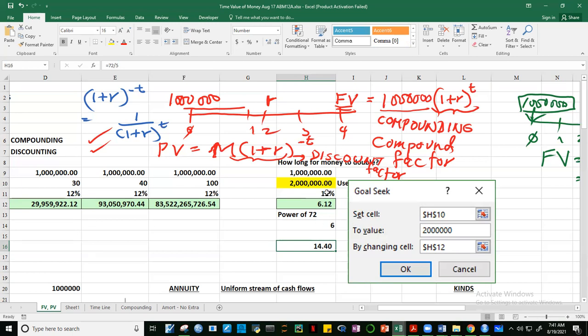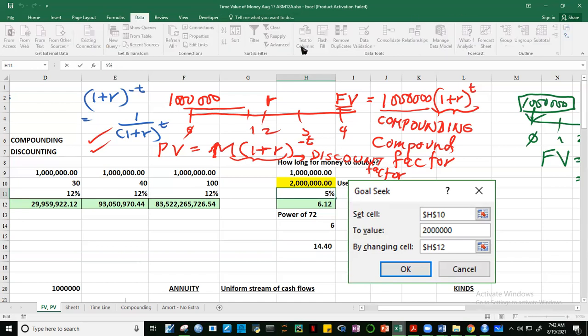I'll do it here. The 12%, let's make it 5%. So we want to know how long our money will double if the interest rate is 5%. So let's do this. I changed it to 5%. Then we go to Data, then What-If Analysis.